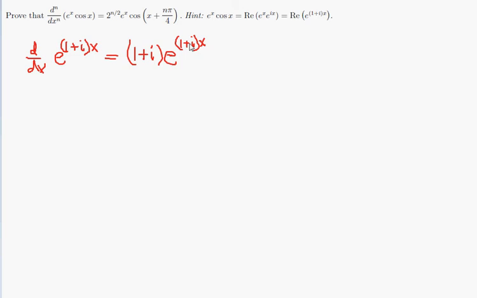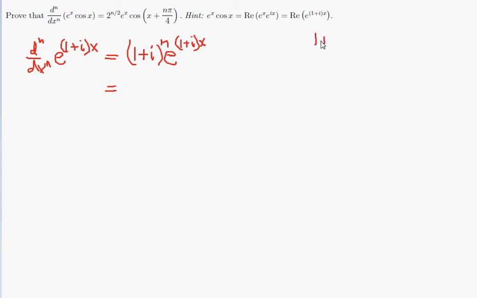What happens if I take a second derivative? If I take a second derivative, then an extra 1 plus i pops down. So the second derivative would have (1 plus i) squared. And by the same logic, if I were to take n derivatives, this would be equal to (1 plus i) to the nth power times e to the (1 plus i)x. Okay, now let's figure out the real and imaginary parts of the right-hand side.